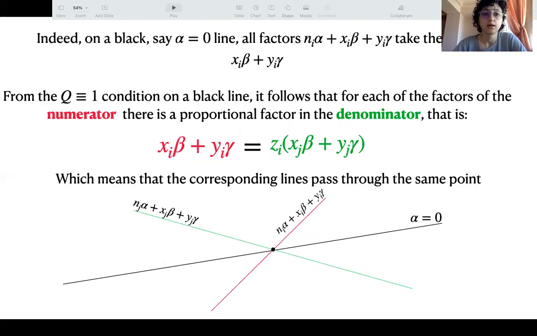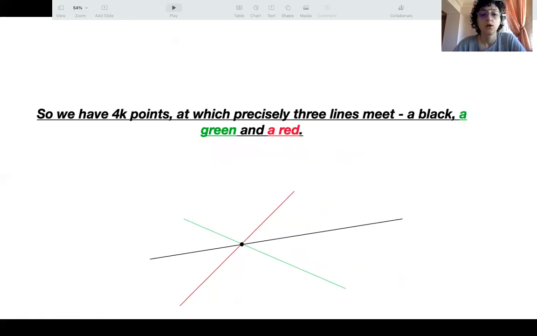Indeed, if you take a black line, say alpha equals 0, all factors in the numerator take this form, like the factor with alpha disappears. And from the condition for Q being equivalent to 1 on a black line, it follows that for each of the factors of the numerator, there is a proportional one in the denominator. That is, this following equality holds. This in the geometrical language means that the corresponding lines pass through the same point, as you see in this little sketch I present here. In fact, we have 4K points at which precisely 3 lines meet: a black, a green, and a red.